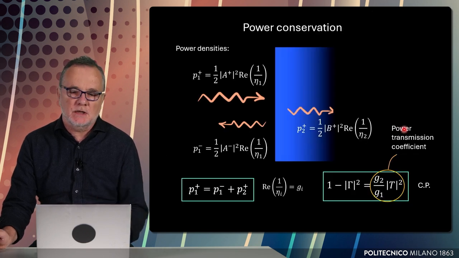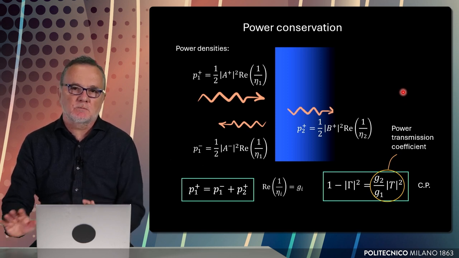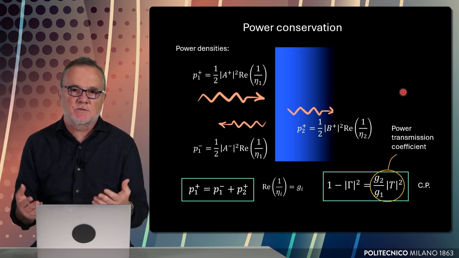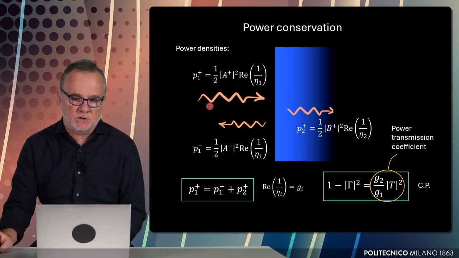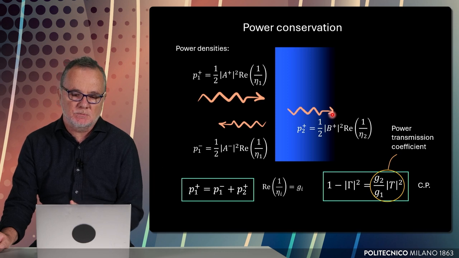We can also state what is called the power conservation, or power density conservation, because we are in the presence of materials that do not absorb. But anyway, at the interface, there is a flux of power density associated to the incident wave, a flux of power density associated to the reflected wave, and a flux of power density associated to the transmitted wave.